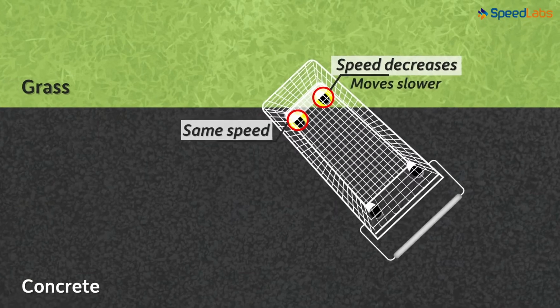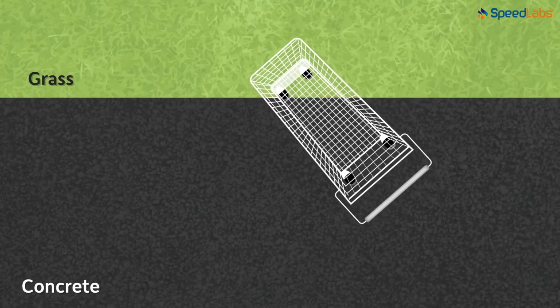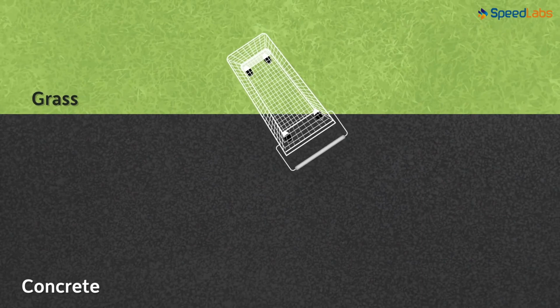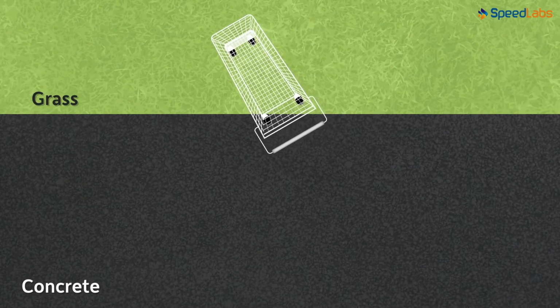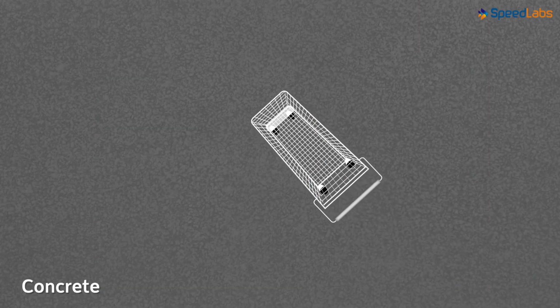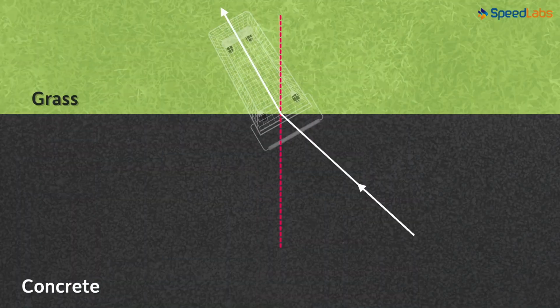But let's focus on the two front wheels. Both the wheels are moving with different speeds. As the force applied is constant, what this will do is slightly turn the cart towards the right. The cart will change its direction and continue moving in that direction afterwards. So the direction changed. Now let me draw a normal to the surface. We can see that the cart has taken a turn towards the normal. If the surface wouldn't have changed, the cart would have continued to move in this direction. But because the surface changed, the direction of movement of the cart also changed.